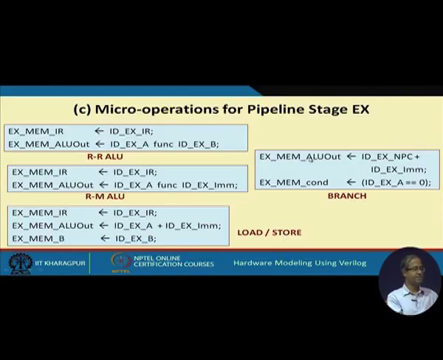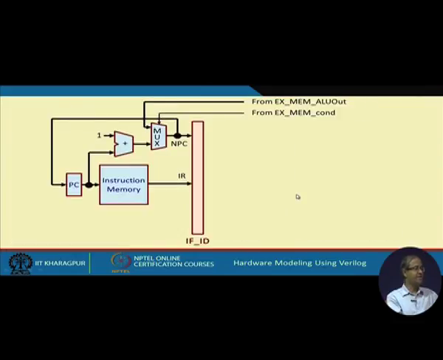And for branch, you add NPC and IMM, because NPC was coming, and you check the condition A equal to 0. That condition can be either true or false, and that is stored in cond, EXMEM cond. You recall this EXMEM cond actually is being used here. Earlier I showed this EXMEM cond in the instruction fetch stage, it is coming from there.